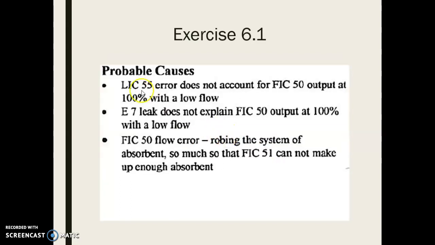Okay. All right, let's talk about what's most probable. LIC 55 error does not account for FIC 50 output at 100% with a low flow. So that doesn't really make sense. The E7 leak does not explain FIC 50 output at 100% with a low flow. But FIC 50 flow error, we think that there might be an error with FIC 50. It's robbing the system of absorbent, so much so that FIC 51 cannot make up enough of the absorbent.